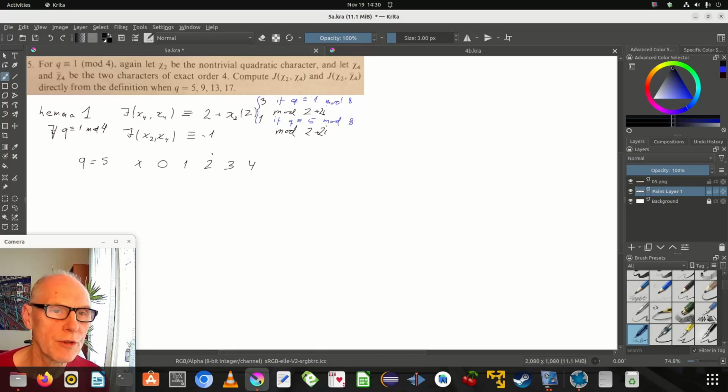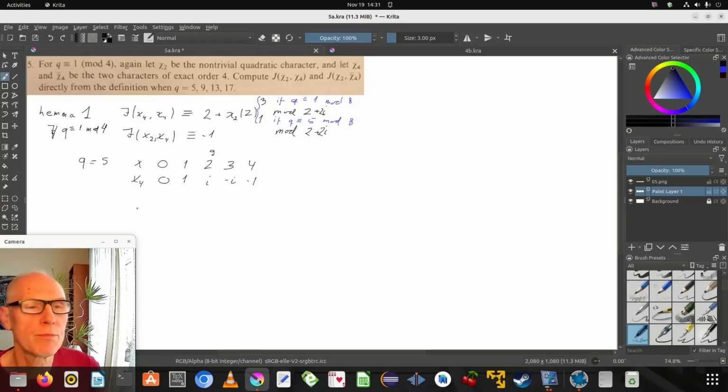And 2 is a generator. So chi4 maps it to the imaginary unit. The square goes to minus 1, and this to minus i. This, of course, goes to unity itself, and naught, by definition, goes to naught. So that's the table of chi4 of x. And chi2 of x.